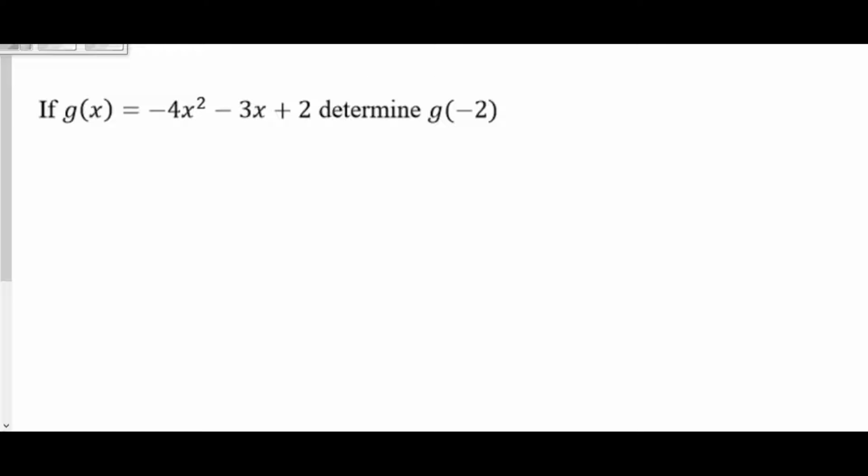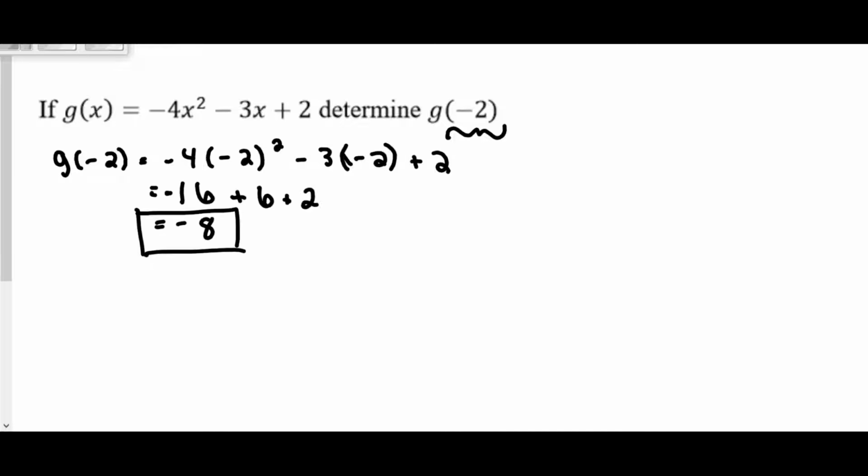If g of x equals negative 4x squared minus 3x plus 2, determine g of negative 2. So this is a basic substitution question where g of negative 2 is basically saying wherever you've seen x, you're just going to put in a negative 2. So you're going to substitute in. g of negative 2 equals negative 4 times negative 2 squared minus 3 times negative 2 plus 2. After we substitute and evaluate our expression, we get that g of negative 2 is negative 8.